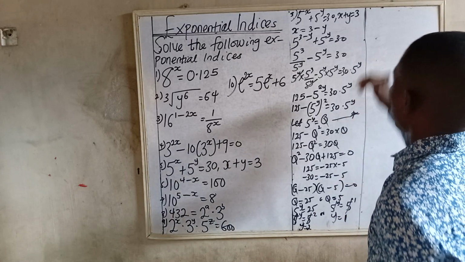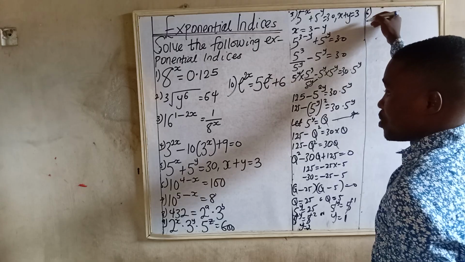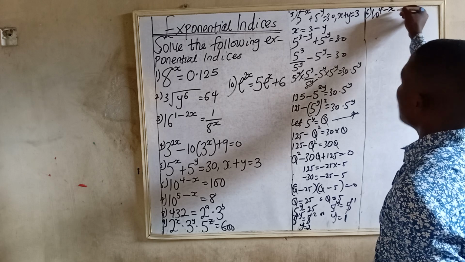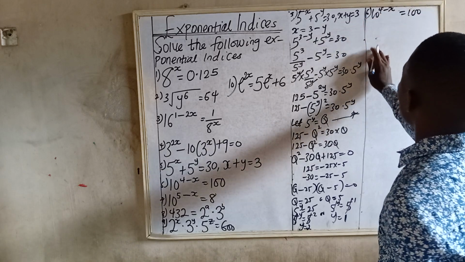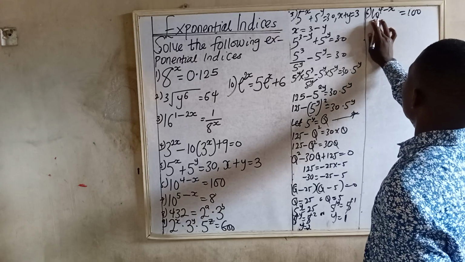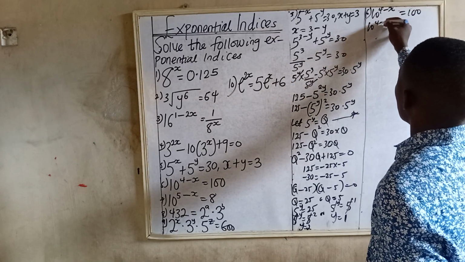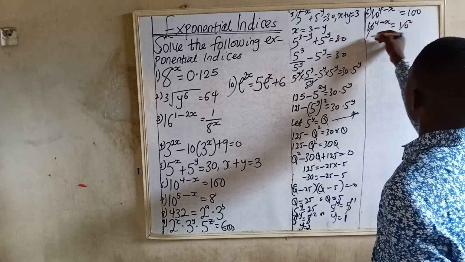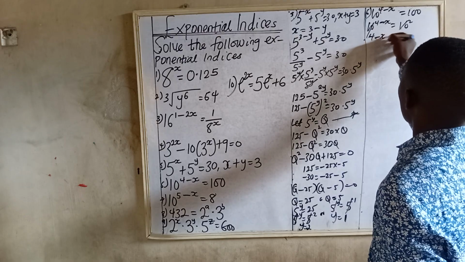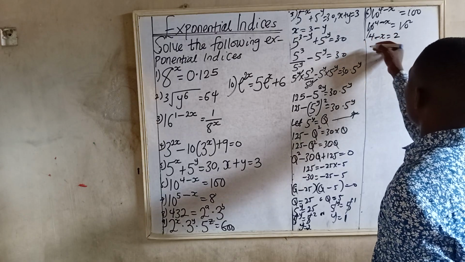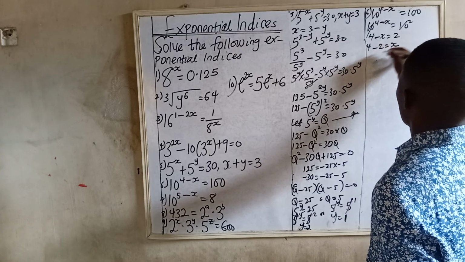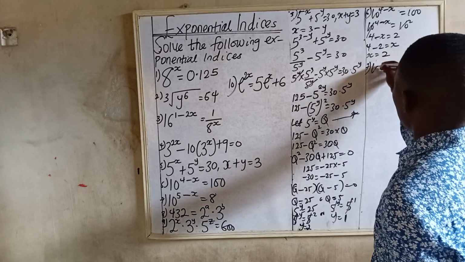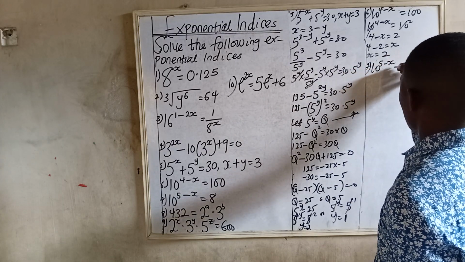So we are moving to number 6. We have 10 to the power 4 minus x is equal to 100. Now we can equate this 100 to be of the same base as 10. So 4 minus x is equal to 10 raised to the power 2. The bases are the same, so we cancel the base, and the powers are equal: 4 minus x is equal to 2. That's 4 minus 2 is equal to x, and x is equal to 2. Very simple.